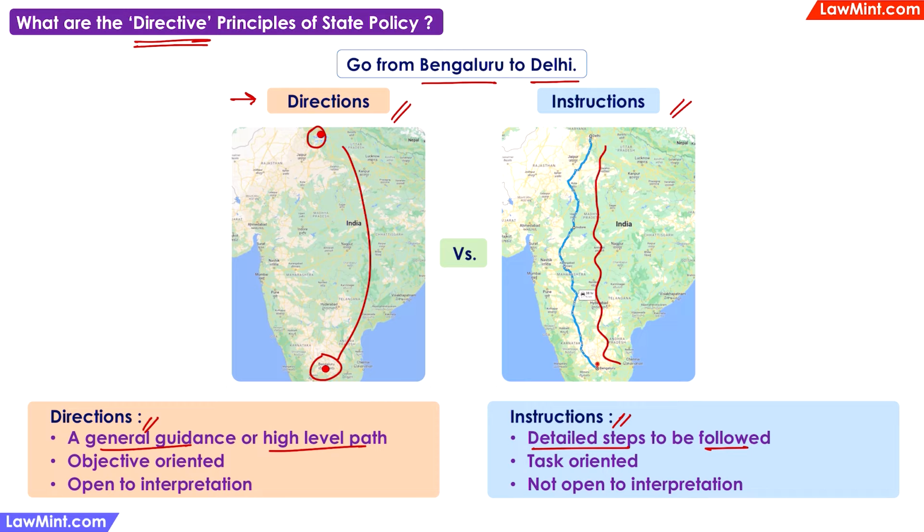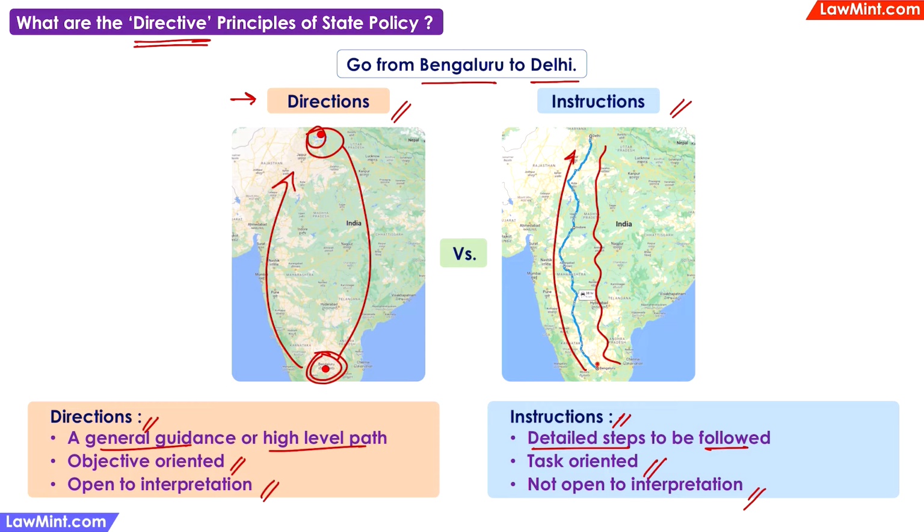route to be followed. Directions are objective oriented. I am just specifying the objective that he needs to go from Bengaluru to Delhi. I am not specifying how he should get there. If I give instructions, the details I give are more task oriented and precise. I am telling him to travel by road and also the exact route that he should follow. Directions are open to interpretation. If I am just saying go to Delhi from Bengaluru, he can choose to go by road, by train or by flight. Instructions are not open to interpretation. I will be specifying where he should go, when he should go and how to get there.